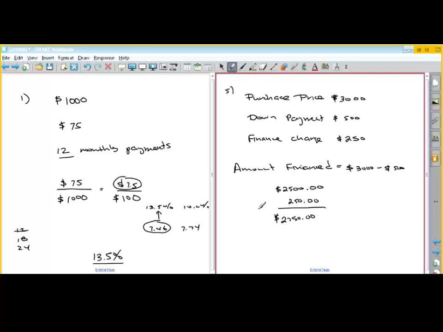And then all you have to do is divide the total amount that you owe by the number of months. And it says 24 monthly payments. So we take the amount financed plus the finance charge. So we take $2,750 and we divide by 24. And we find the calculator. $2,750 divided by 24 is $114.58, which is the answer they're looking for.